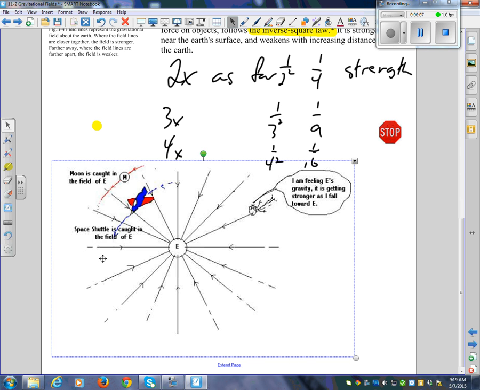Here it says the space shuttle is caught in the field of Earth. The moon is caught in the field of Earth. I'm feeling Earth's gravity. It's getting stronger as I fall toward Earth. So it's just another description of that, right? Notice all the arrows point towards Earth. Where is it strong? Here, where they're close together. Where is it weak? Here, where they're far apart.